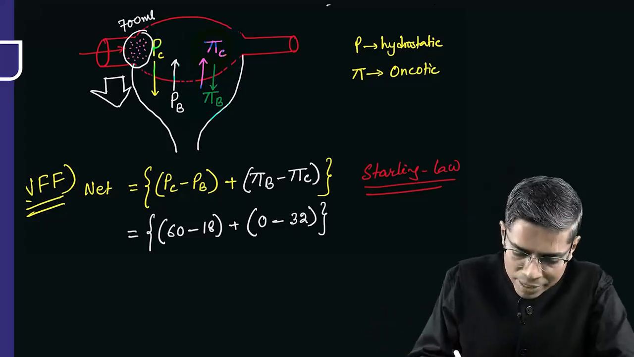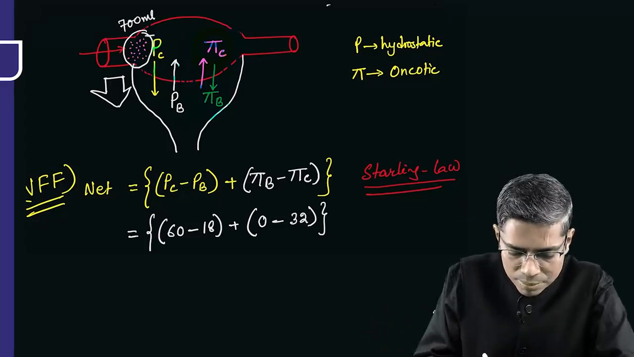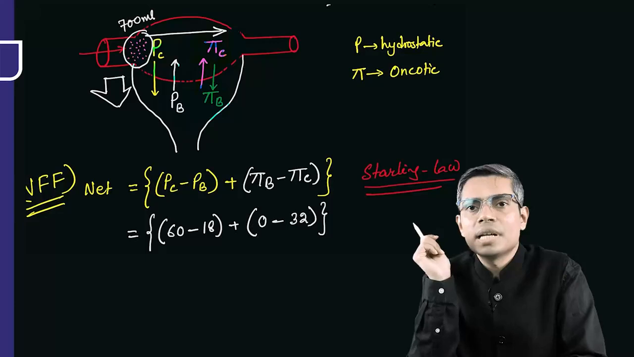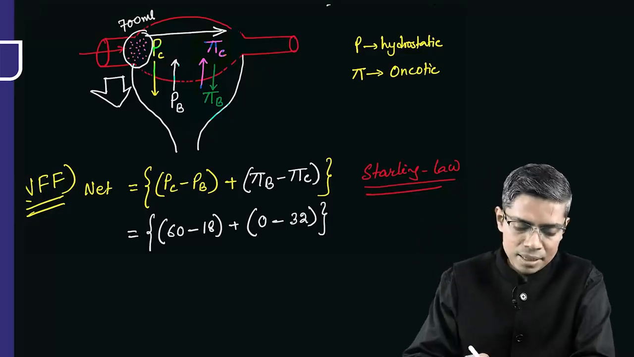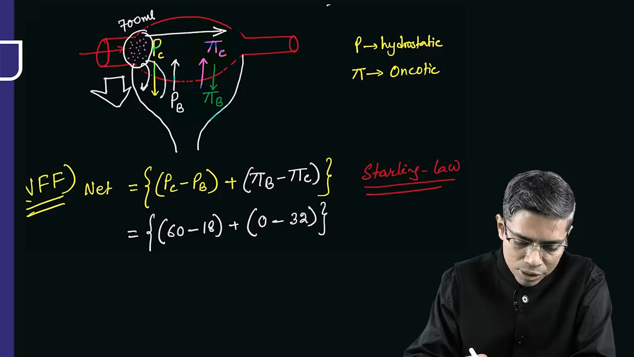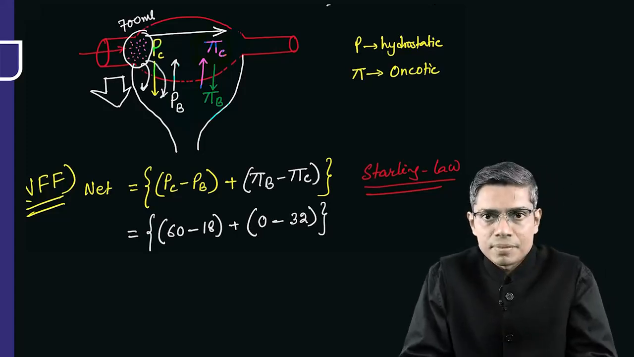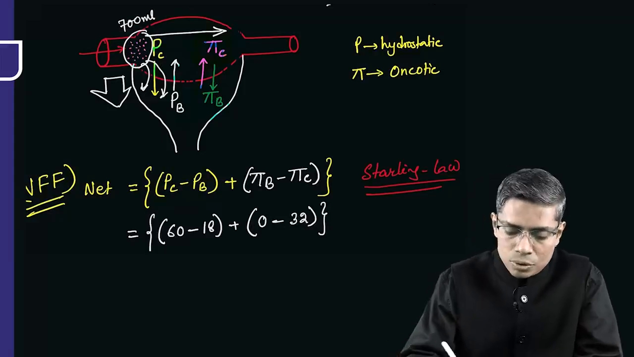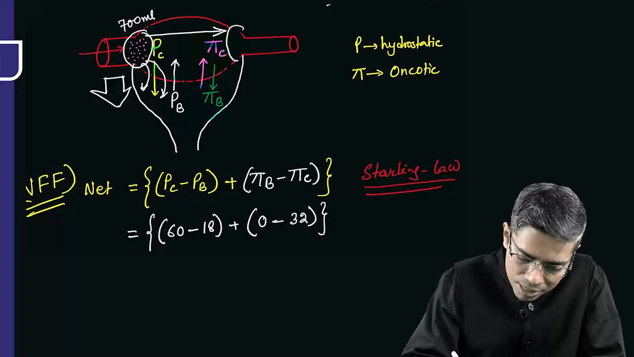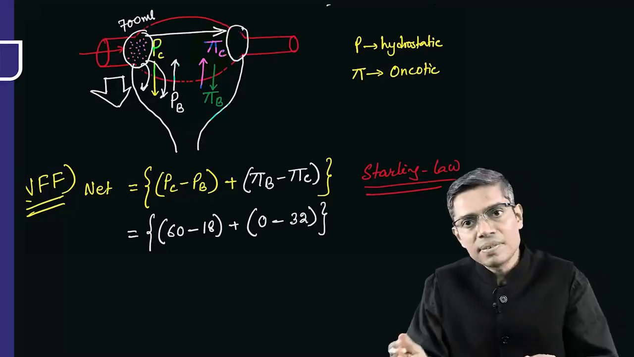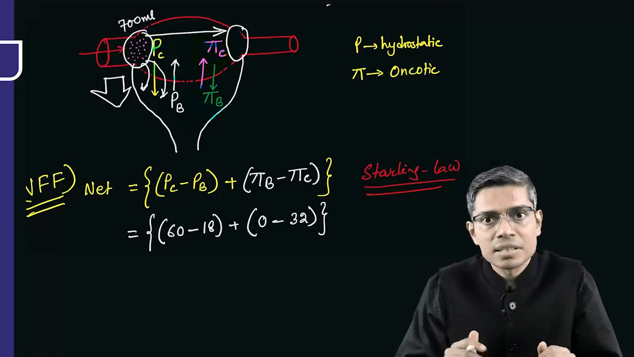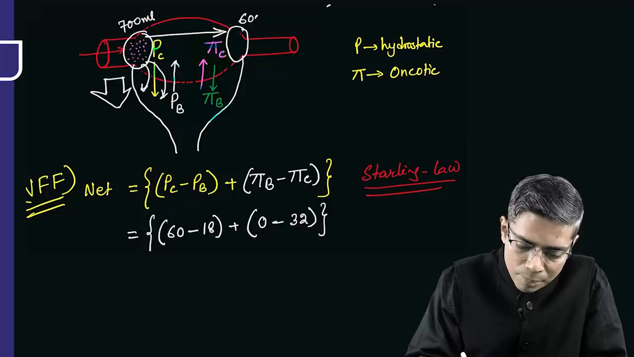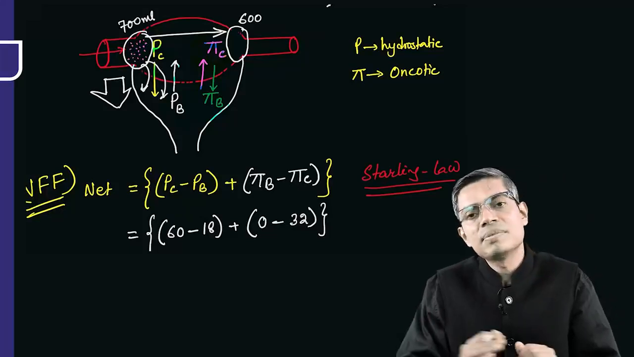Now, when this 700 ml of plasma is flowing through the glomerular capillary towards the efferent arteriole end, what will happen? Some of the plasma is going to be filtered. That is the normal GFR, filtration. Obviously, there will be a reduction in the total volume because of the filtration. So suppose 600 ml of plasma is reaching towards the efferent end.